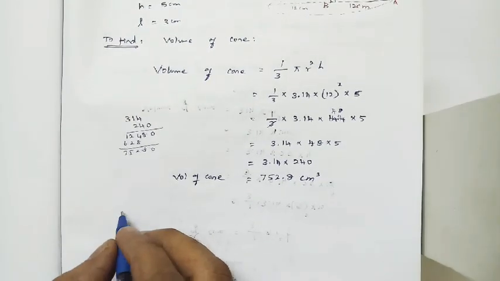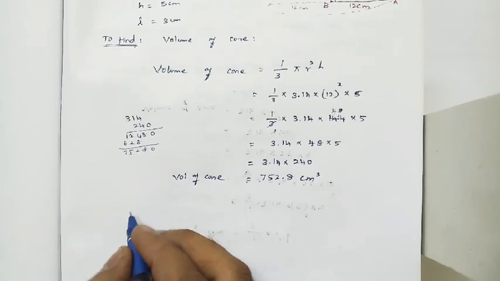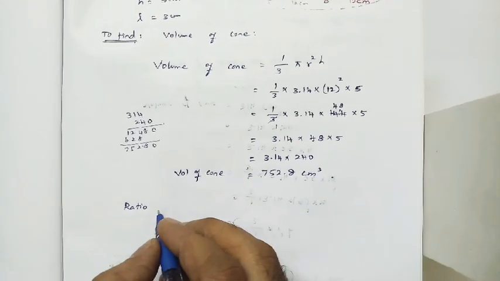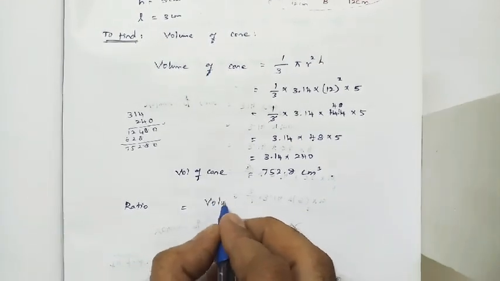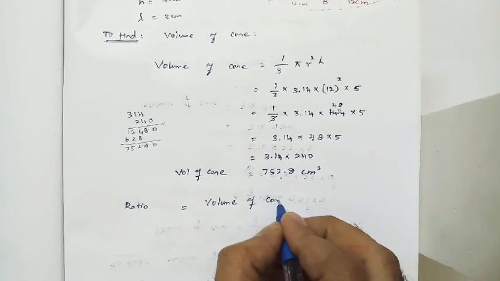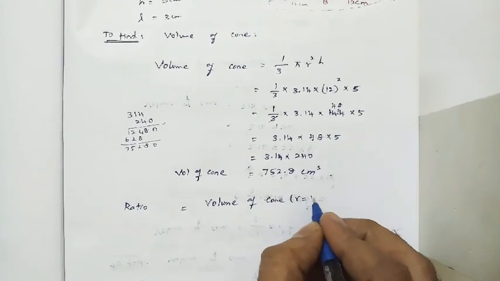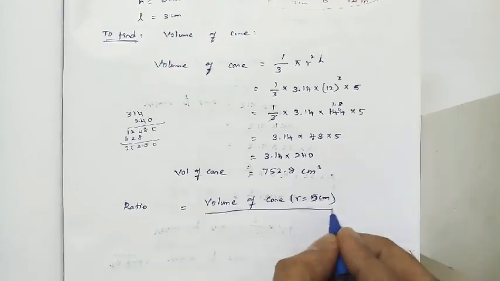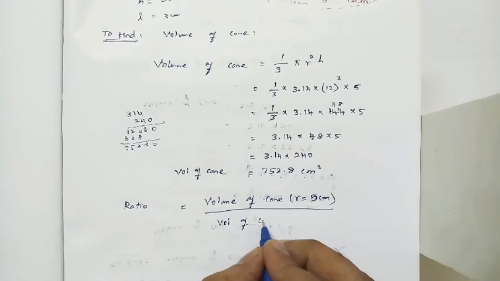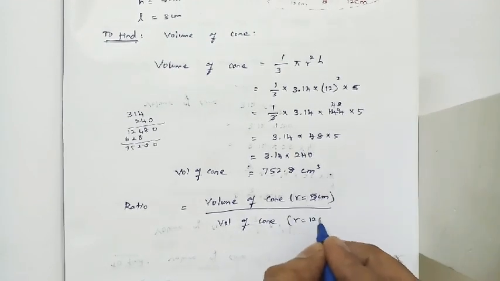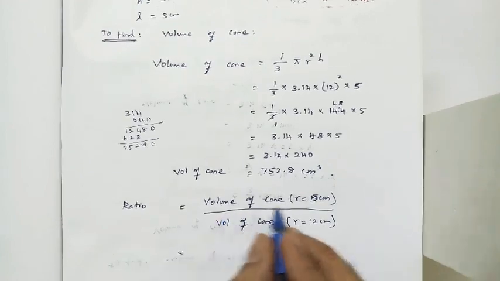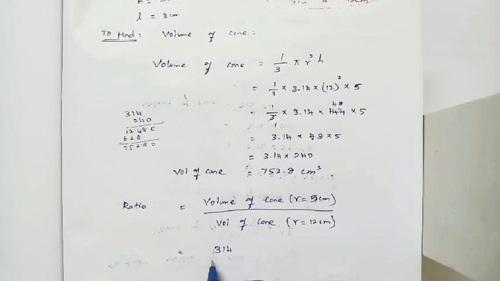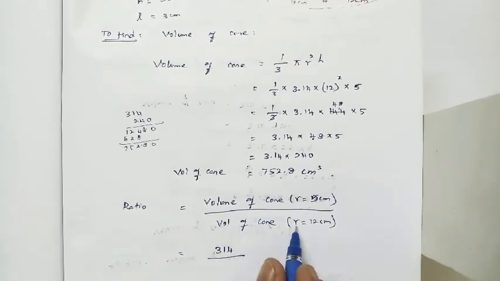Next we want to find the ratio of the two solids. So the ratio is equal to the volume of cone when R is equal to 5 centimeter, from question number 7, divided by the volume of cone when R is equal to 12 centimeter. The volume of cone when R is equal to 5 centimeter is 314. We have to find 314 divided by the volume of cone when R is equal to 12 centimeter.